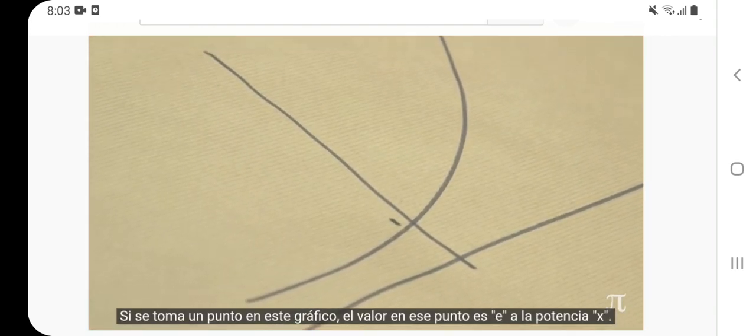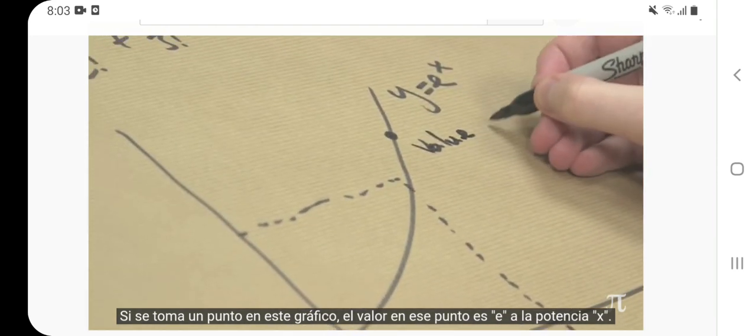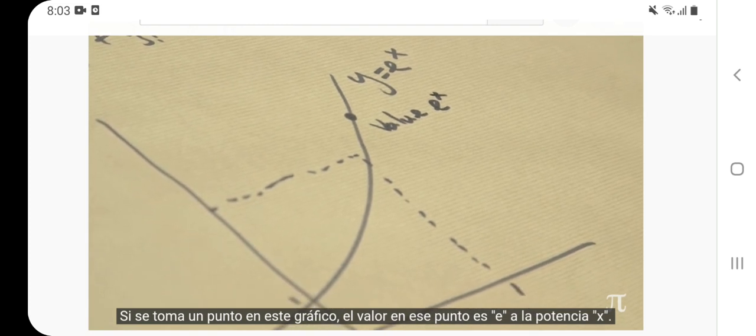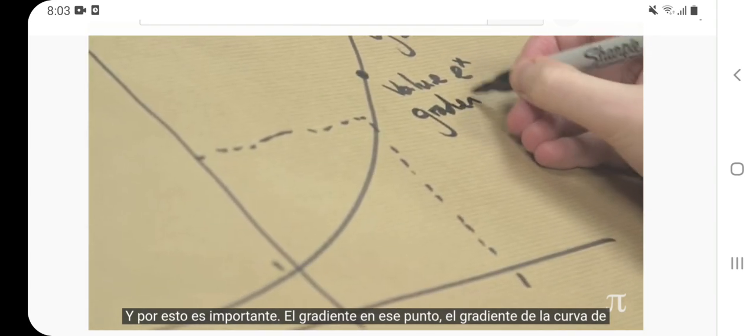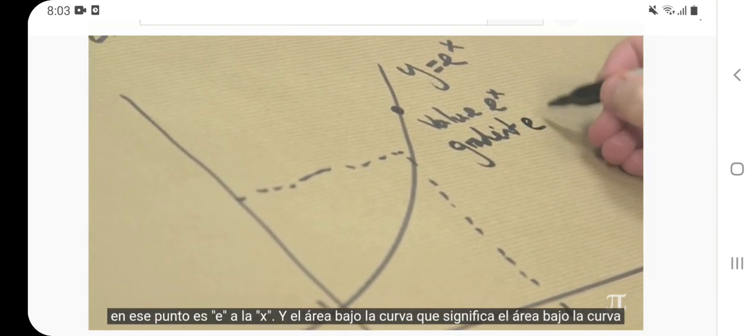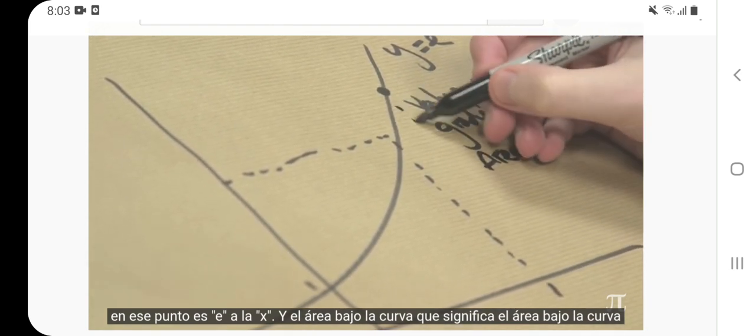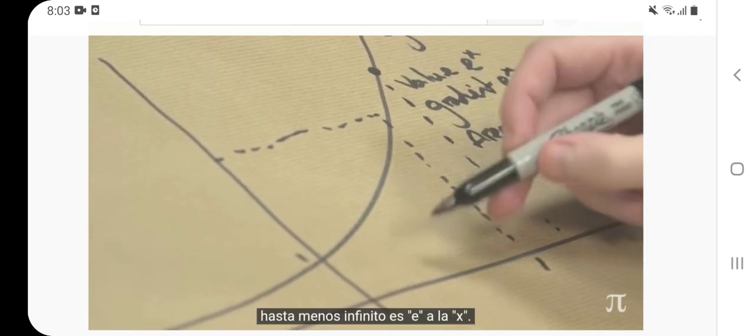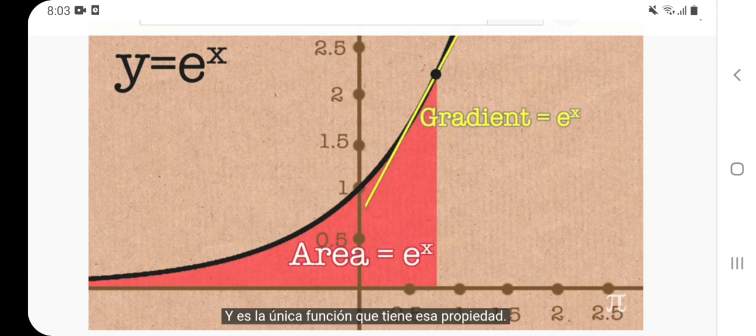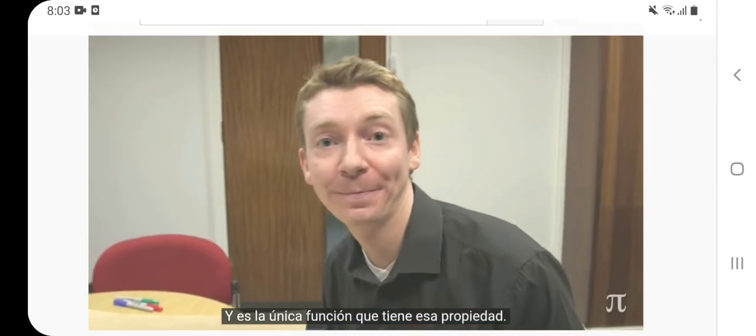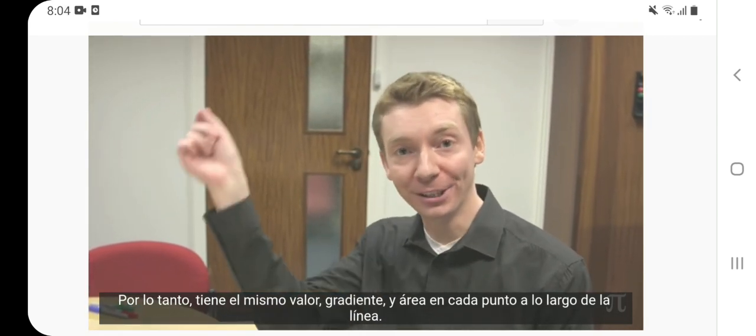So if you took a point on this graph, the value at that point is e to the power x. And this is why it's important. The gradient of the curve at that point is e to the x. And the area under the curve, which means the area all the way down to minus infinity, is e to the x. And it's the only function that has that property. So it has the same value, gradient, and area at every point along the line.